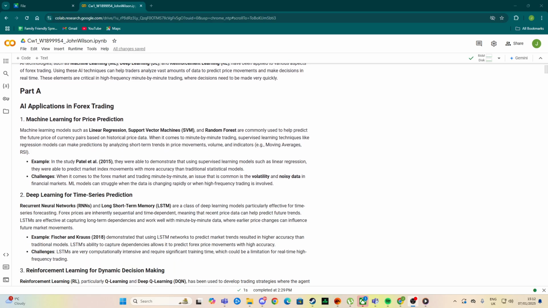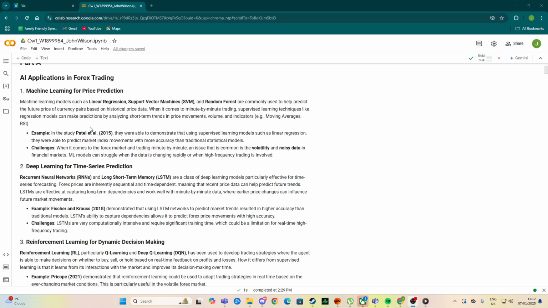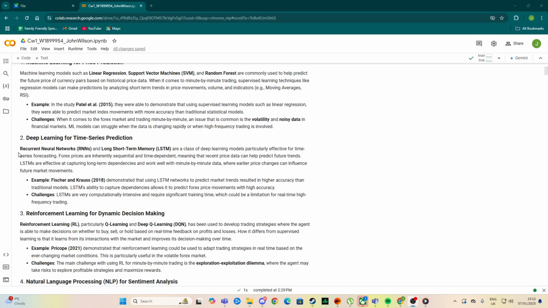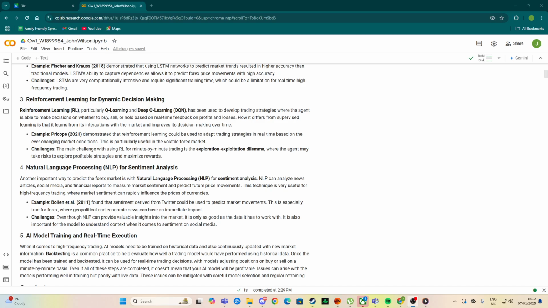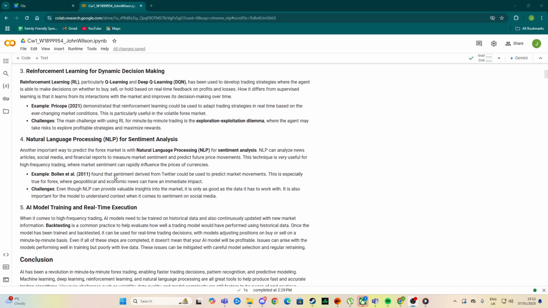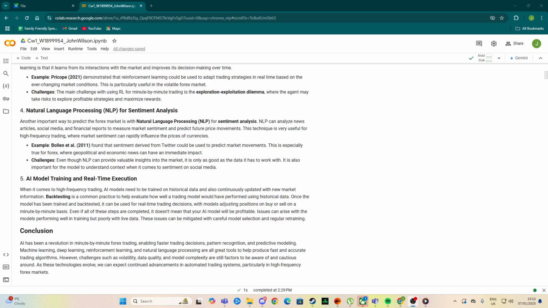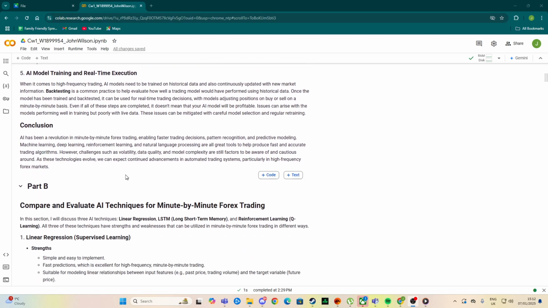In part A, I discuss the applications for forex trading, like machine learning for price prediction, deep learning, time series prediction, reinforcement learning, and dynamic decision making, like Q learning, etc. Natural language processing, sentiment analysis, like looking on Twitter, things like that. AI model training and real time execution.